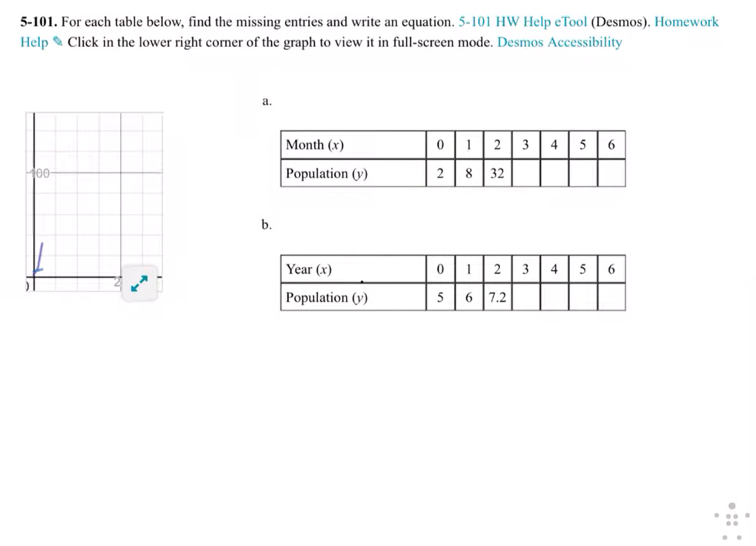Okay, for 101, they want us to find the remaining values of the table and then write an equation, right? So for A, we can see that we're multiplying by 4, right? Times 4. So we have to keep doing that. So 32 times 4 comes out to be 128, right?